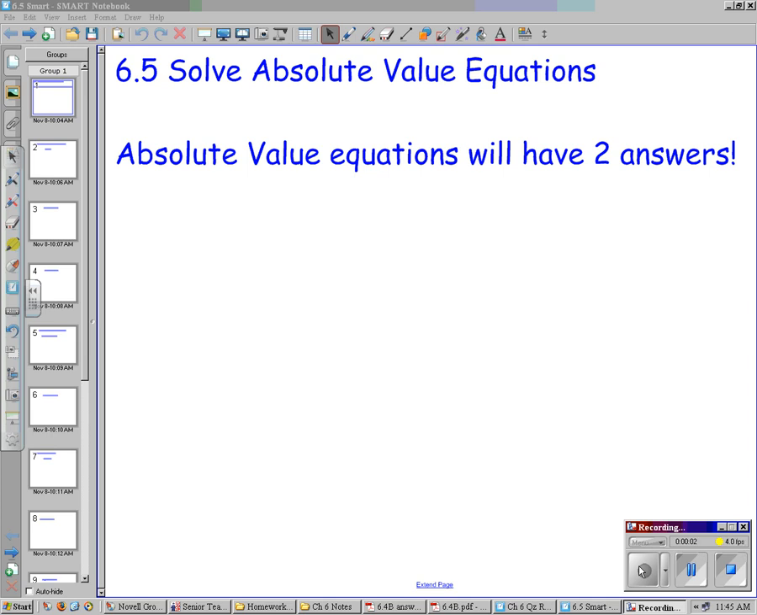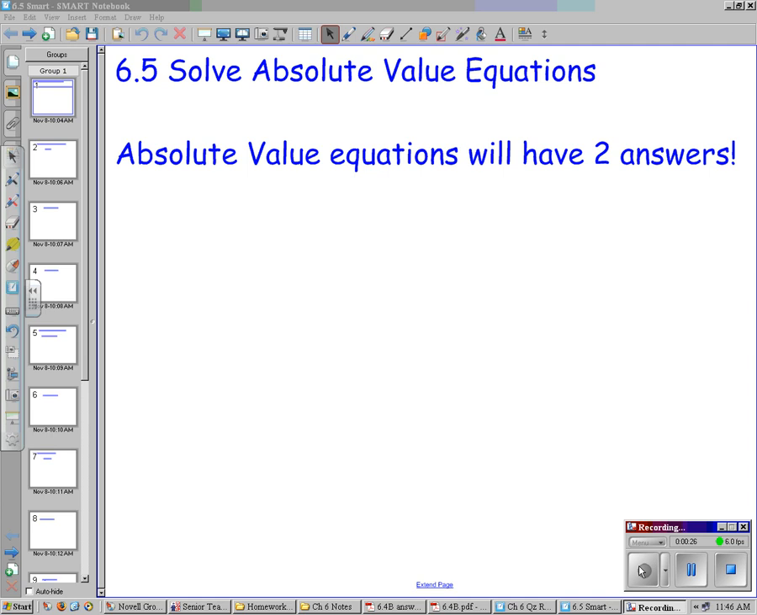We're going to work on section 6.5, which is solving absolute value equations. This is kind of where the rubber hits the road, you might say. You need to pay good attention today to these notes. We are not working on inequalities today. We will the next time we get together.